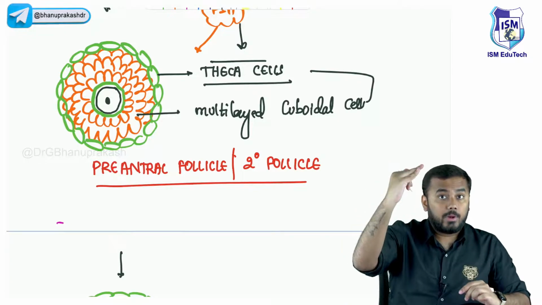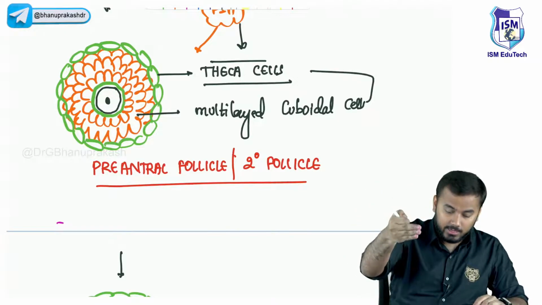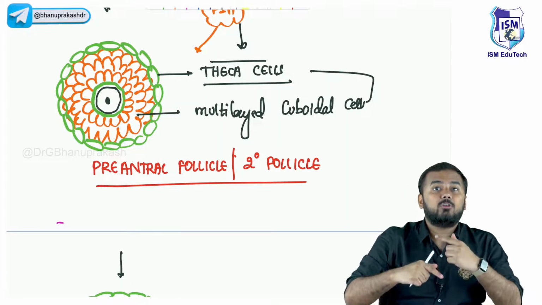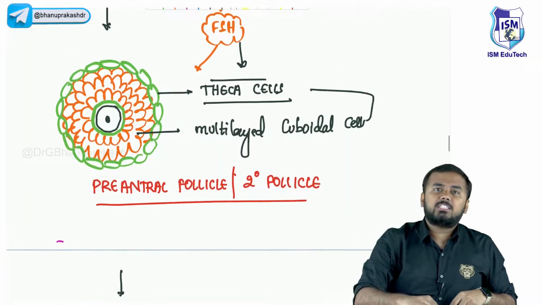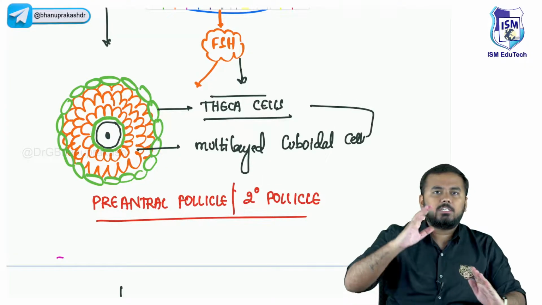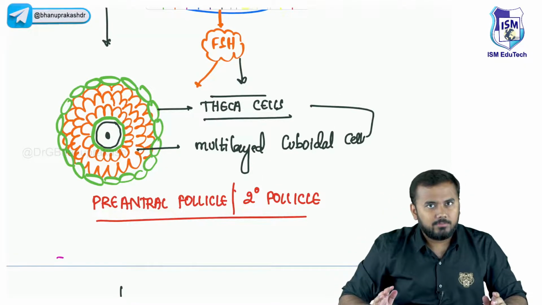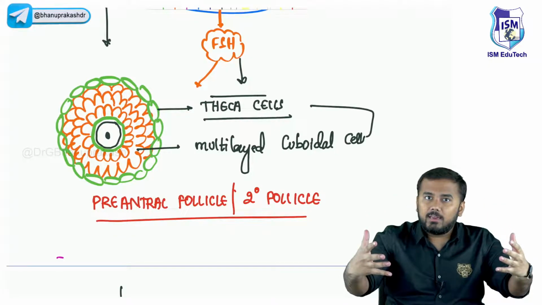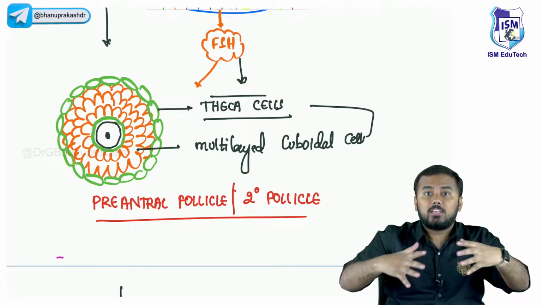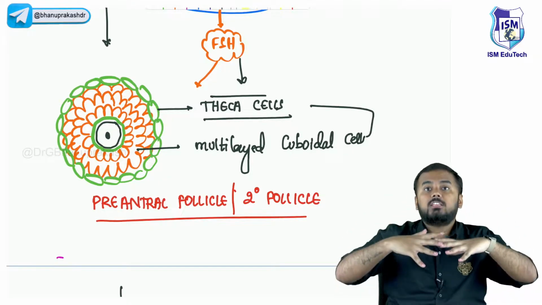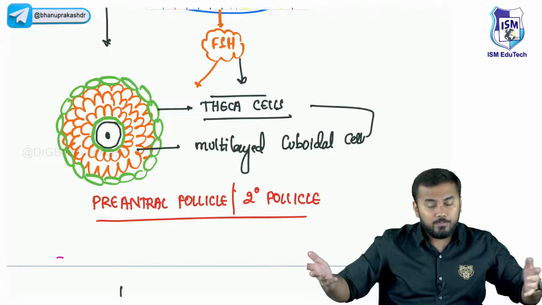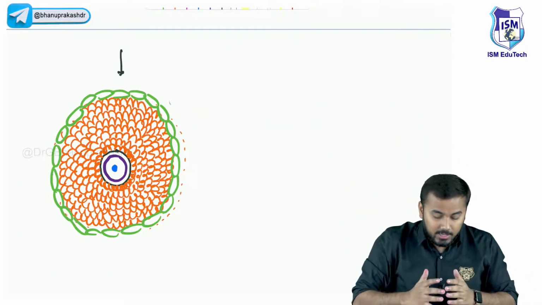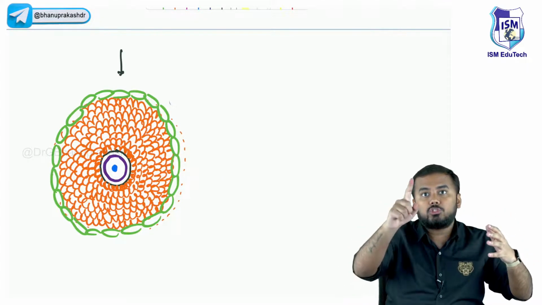Primary oocyte, primordial follicle, primary follicle, secondary follicle, or pre-antral follicle. Sir, why is it called pre-antral? I'll tell you in the next step. Now, before I show you the next step, just imagine what might have happened. Furthermore, proliferation might have taken place. Furthermore, the cuboidal cells have increased in layers. Furthermore, the theca cells have increased in layers. Yes or no? Now, the same thing is happening. Look at the next layer. In the next step, the cuboidal cell layers are increasing because of FSH.